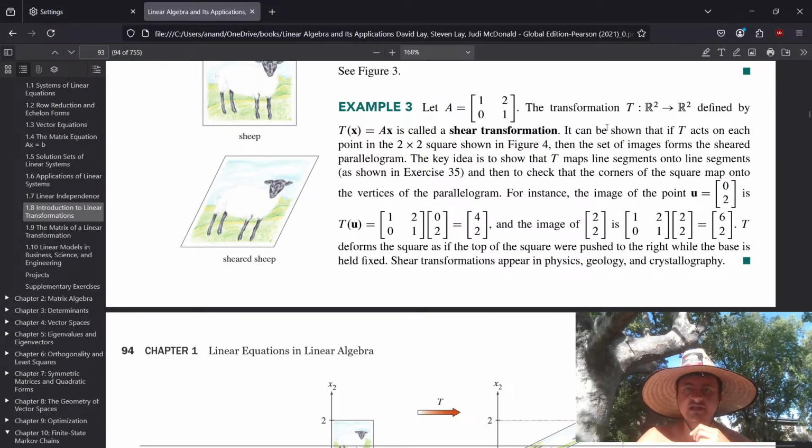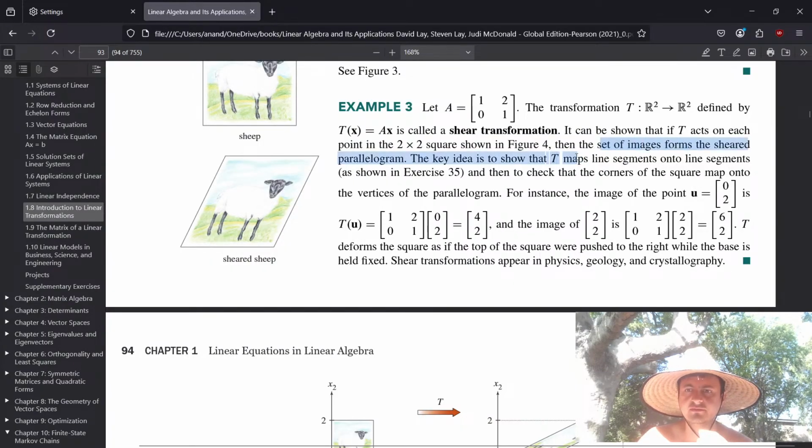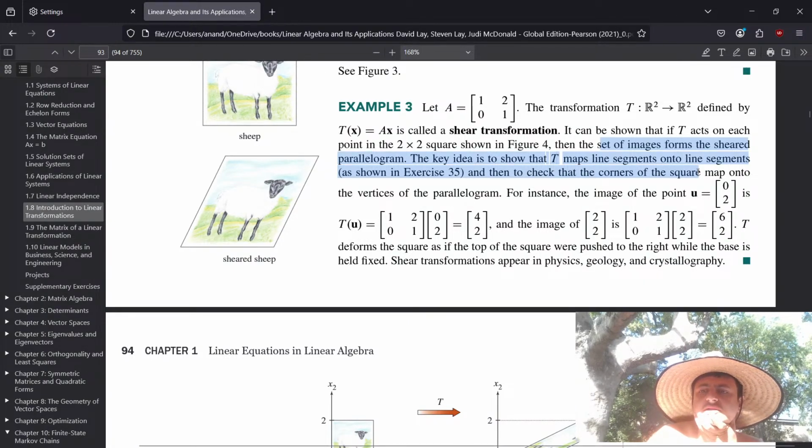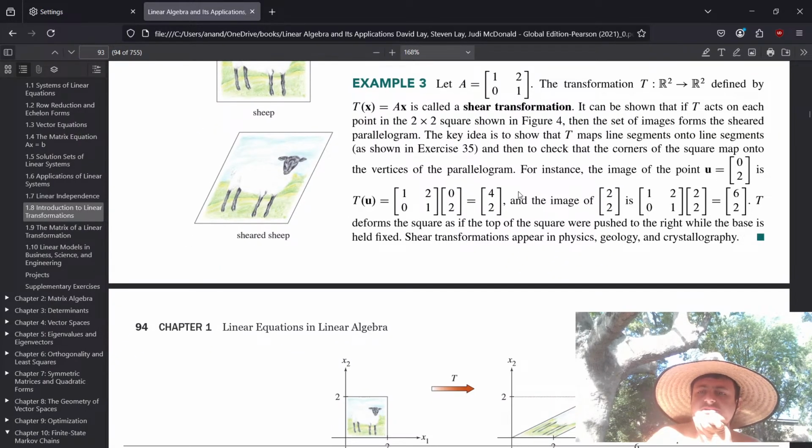It can be shown that if T acts on each point in the 2 by 2 square shown in figure 4, then the set of images forms the sheared parallelogram. The key idea is to show that T maps line segments onto line segments, and check that the corners of the square map onto the vertices of the parallelogram. For instance, the image of the point 0, 2 becomes 4, 2.